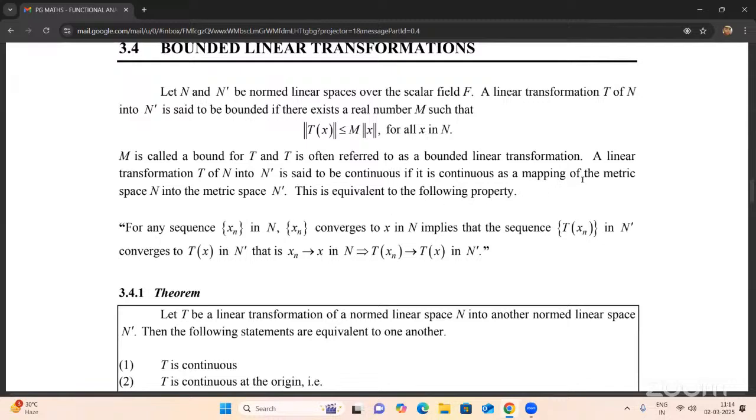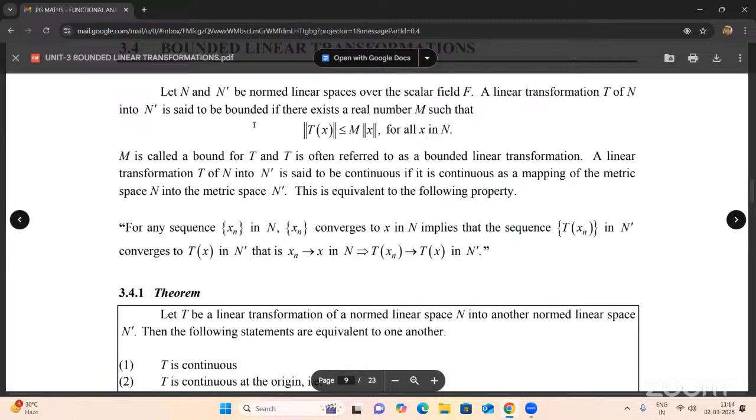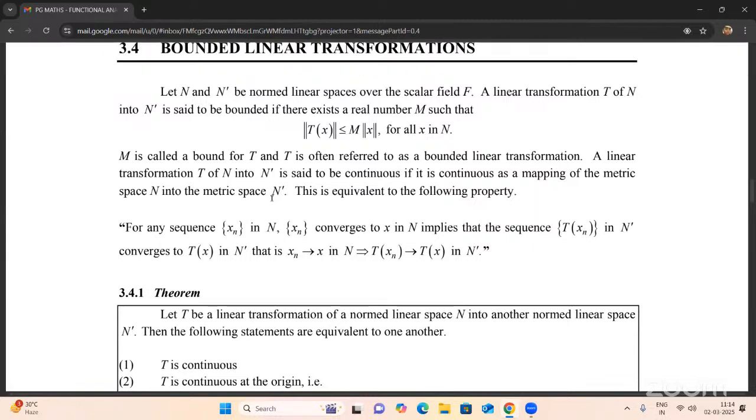If it is continuous as a mapping, we define a continuous linear transformation. Continuous means a mapping of the metric space N into another metric space N dash. Continuity also depends upon the convergent sequence. Now we must assume one of the sequences here. There are so many students totally confused by it. Each and every definition depends upon the properties, and according to those properties we must explain the converse of the part. Throughout mathematics we must consider the converse of the original part.